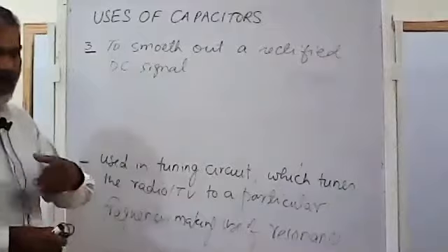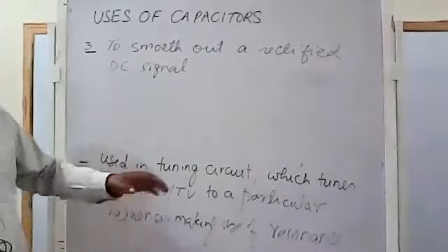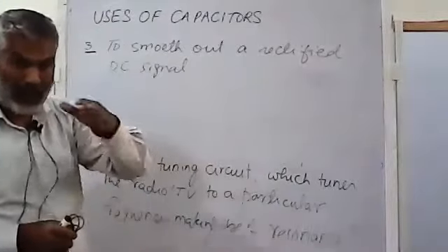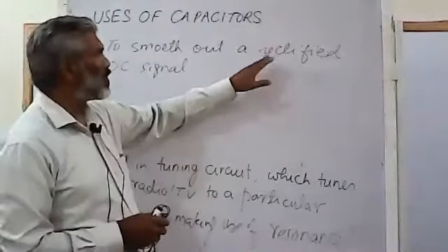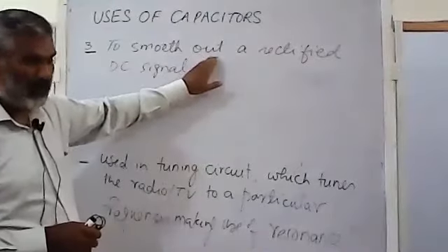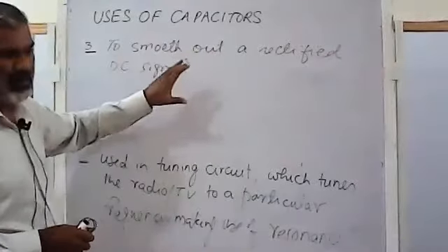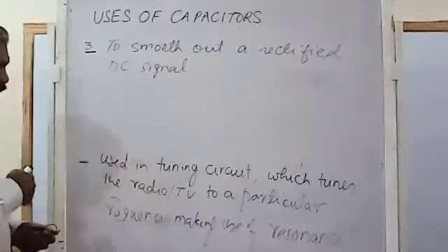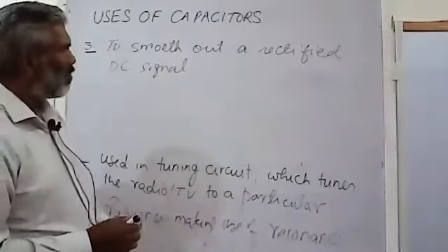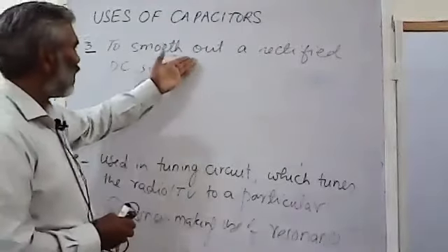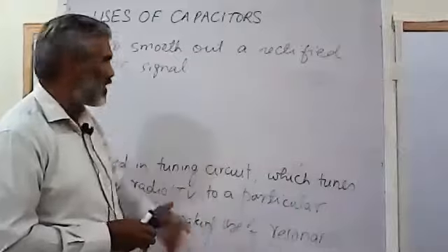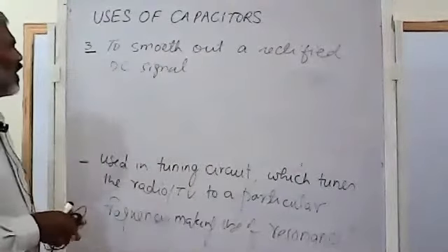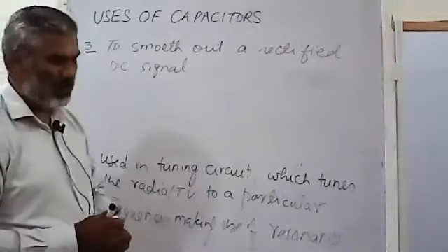After you have rectified AC to DC, there will still be a ripple in it. In order to smooth out that ripple, we use capacitors. A capacitor helps us make it more like DC, and this is going to be a detailed discussion in the next chapter. So just remember, in rectification we use capacitors in order to smooth out the signal.